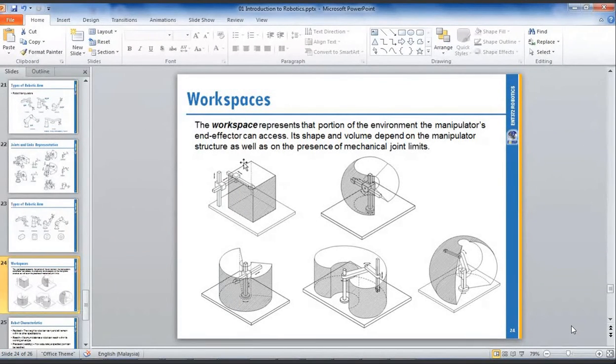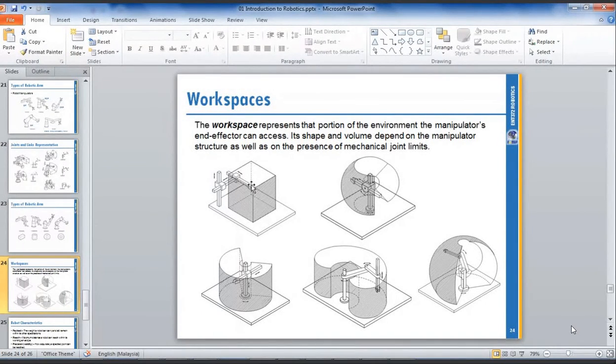But it doesn't mean that if you use a square shape, you cannot produce a round shape of product. You can also produce a round shape of product. But here it shows that the maximum that this robot can produce is a square shape. But if your product needs a round shape within this, yes, the robot can perform.